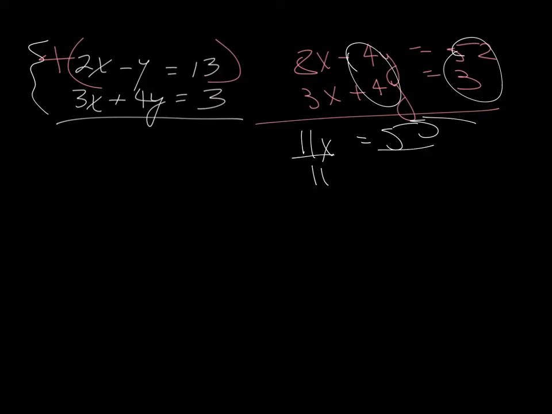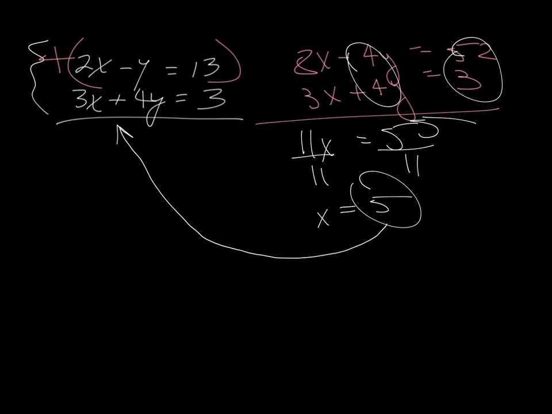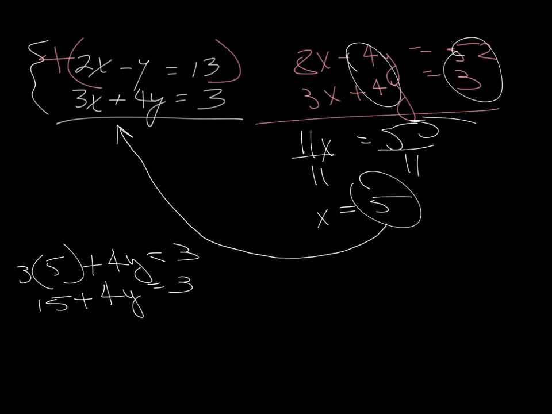Now I divide by 11, and I get 5. Now I take my 5 and I plug it into any one of the equations. Let's take the bottom one. Subtract 15 from both sides. Divide by 4, and my y equals negative 3.